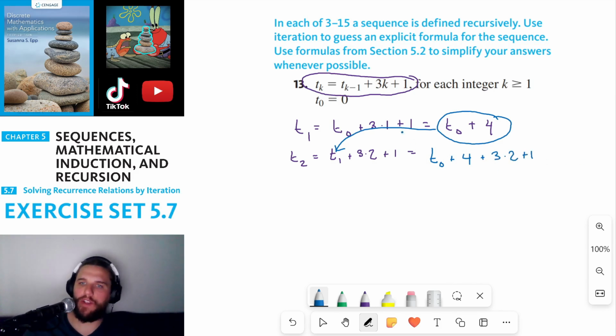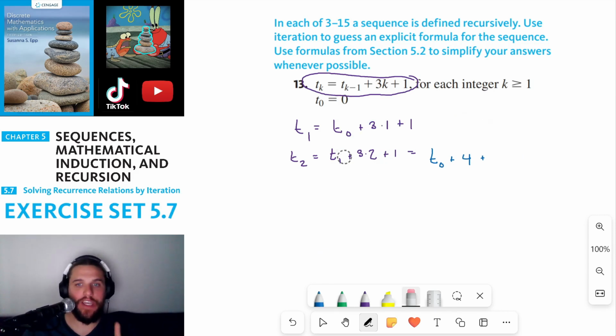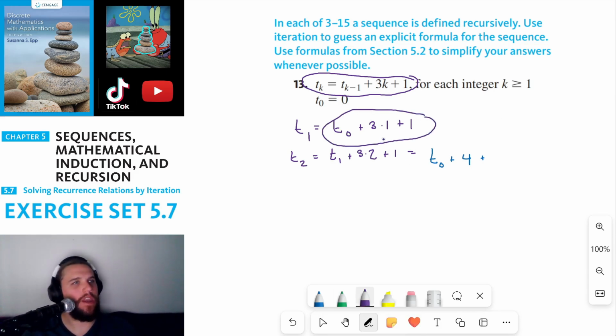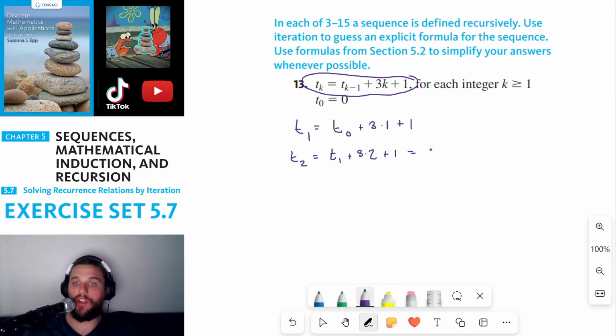Now, what I noticed was that in the last formula we had a 3 times 1, and now we have a 3 times 2. But earlier, I combined the 3 times 1 with a plus 1 to get a 4. I'm realizing now that I shouldn't do it that way. What we should do is keep t sub 1 unsimplified completely so that we can more easily identify this pattern when we write t sub 2. So now when we rewrite this, this will be t sub 0 plus 3 times 1 plus 1, and then plus 3 times 2 plus 1.